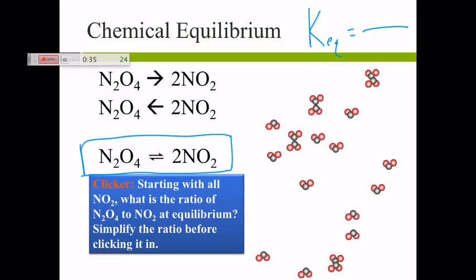So it's concentration of something on top, concentration of something on the bottom. There's stoichiometric coefficients involved. Who wants to help me out? What is that expression? Don? Concentration of NO2 raised to the second power over concentration of N2O4.